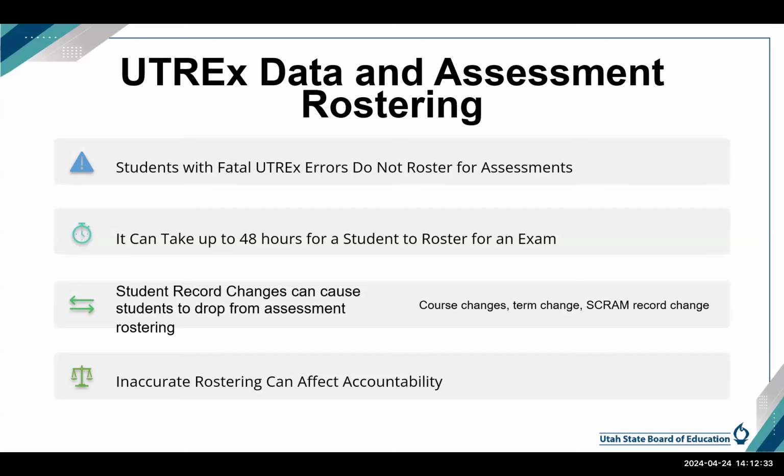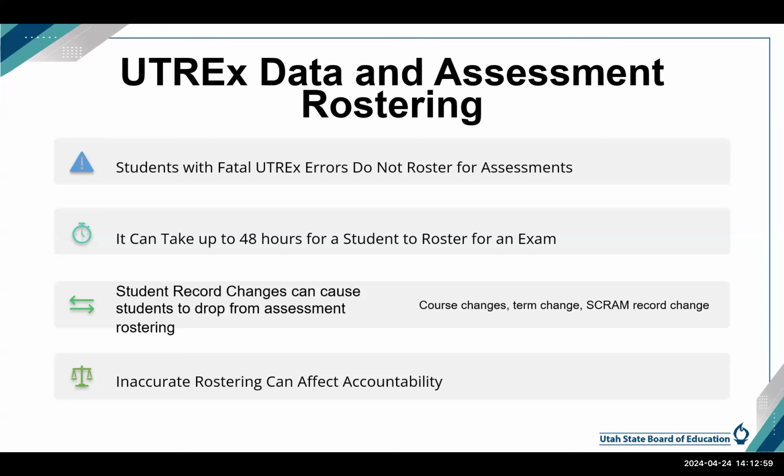And like Cliff said, the loss you get from that is time. It takes 24 to 48 hours for a student to show up on a roster after a fatal error is corrected. So a student might be all ready to test. Teacher has them prepared. They are feeling good. They sit down to take a test and they cannot sign in. So you're losing out on that preparedness and they are having to wait 24 to 48 hours to test again.